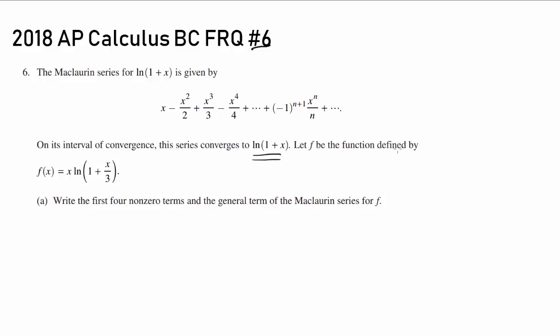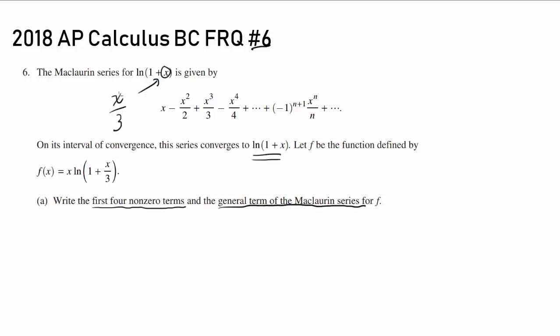Let f be the function defined by f of x is x times natural log of 1 plus x over 3. So instead of x, we're substituting in x over 3, and then we're multiplying the entire thing by x. Write the first four non-zero terms and the general term of the Maclaurin series for f.